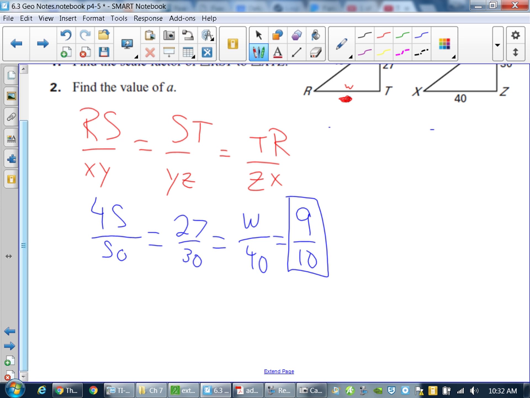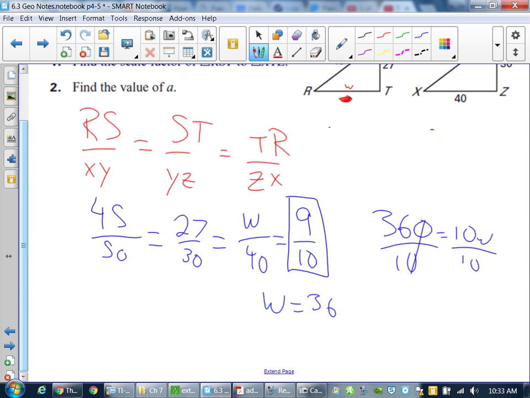10 times what is 40? 4. So 9 times 4 is? 36. Cross multiply and solve, you get the exact same value. Where did 36 come from? Cross multiply. What's 40 times 9? There's your answer. It's just cross multiply and solve. We just did it shorthand because the numbers were nice. 10 times 4 is 40. 9 times what is W?